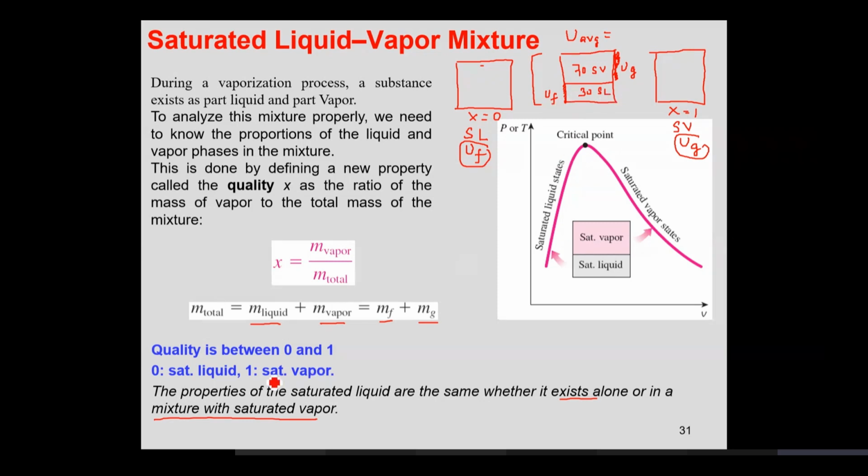So first, the property of saturated liquid, internal energy, would be UF over here, and it would also be UF over here, but the contribution of saturated liquid would now be 0.3 or 30%. So 0.3 UF plus 0.7 UG would give me the average value. The property of saturated liquid would remain the same. Only its contribution towards the internal energy of the mixture would change. All right.